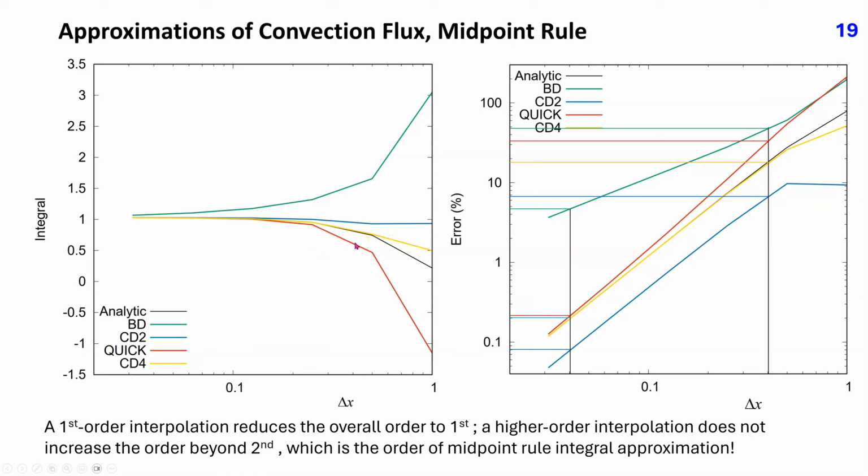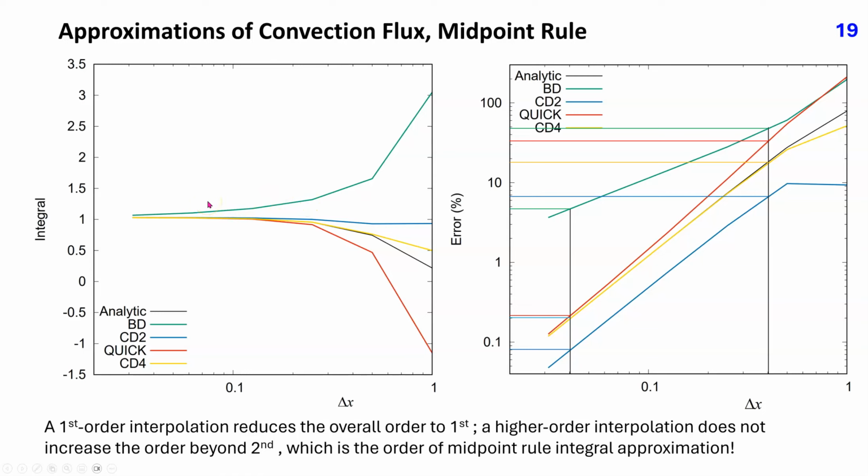Quadratic interpolation, using cell center values at 2 upstream and 1 downstream cell, labeled QUICK, the red line. And cubic interpolation, using cell center values at 2 upstream and 2 downstream cells, labeled CD4, the golden line. We see that all approximations converge monotonically toward the exact value. Upwind approximation overestimates, and all other approximations underestimate the exact value on the coarser grids.